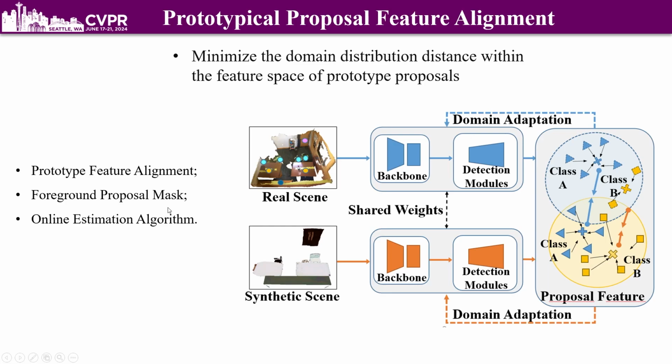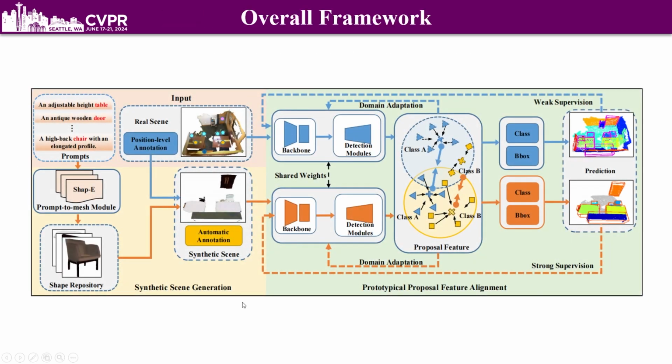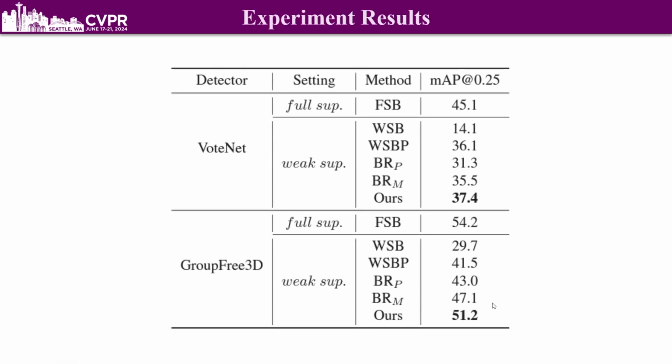In addition, to avoid introducing invalid proposal features, this method introduces a foreground proposal mask to select features that are more likely to belong to the foreground proposal to participate in the alignment. As the training batches accumulate, the calculation of proposal features becomes more and more computationally intensive. To alleviate these problems, this method adopts an online estimation algorithm to estimate the prototype. This is the overall framework of the above two stages, with the SSG module on the left and the PPFA module on the right. We evaluated our method on the widely used indoor dataset ScanNet.